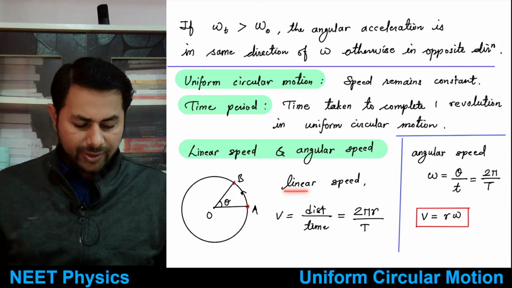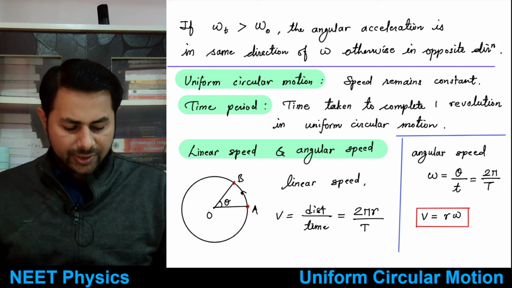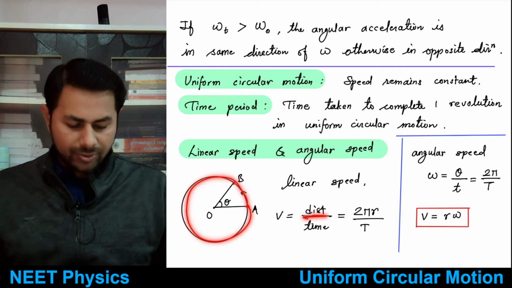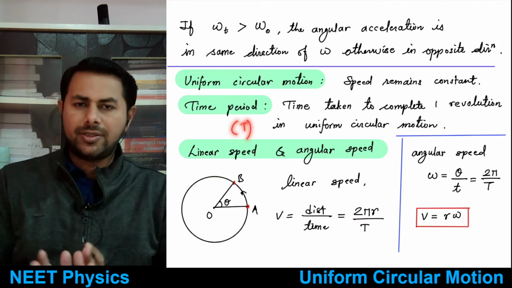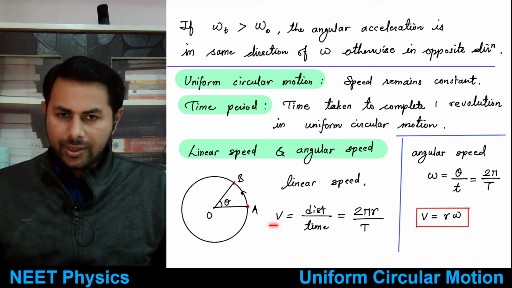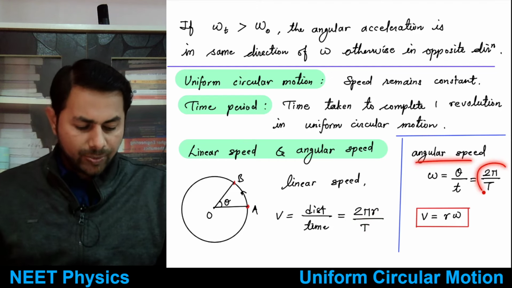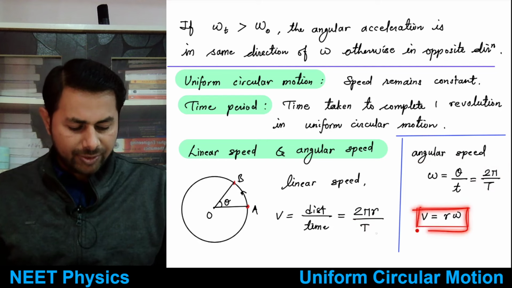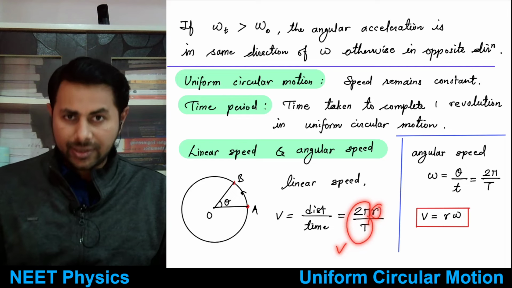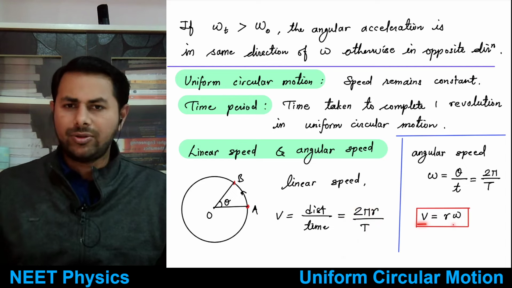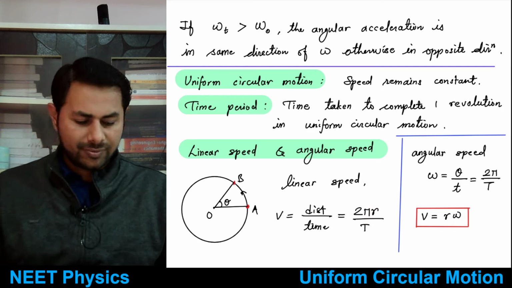Then you have linear speed. What is linear speed? The distance covered in one revolution divided by the time taken. The distance covered is the circumference of the circle, 2 pi r, divided by the time taken, capital T, that is the time period. So linear speed is equal to 2 pi r divided by T. Angular speed is 2 pi divided by T. So what's the relation between them? This linear speed v is equal to r multiplied by 2 pi by T, that is angular speed. So v is equal to r times omega. This is very simple, right?